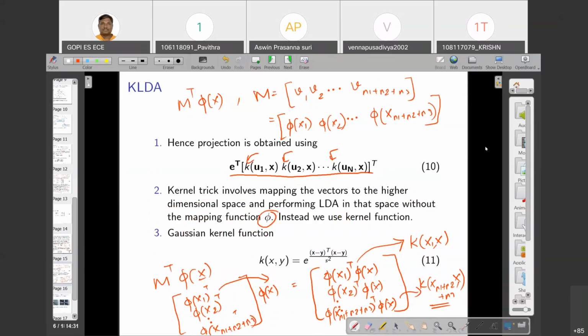The mostly used kernel function is the Gaussian kernel function, which is given to you for reference here. Of course, here we have one more tuning parameter, sigma square, that needs to be tuned properly to do this task. So this is what we call kernel LDA. Any questions before we continue?